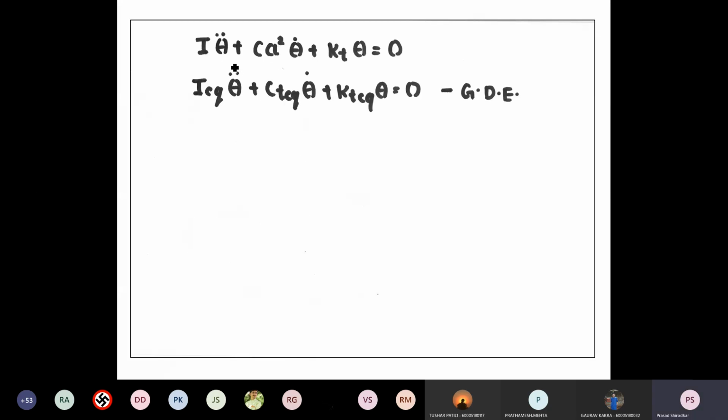So this is our governing differential equation: I theta double dot plus c a square theta dot plus k t theta is equal to 0, and this is in our standard format. We get the same governing differential equation if you recollect the content from the last one. All right, now open your quiz and answer the first question.